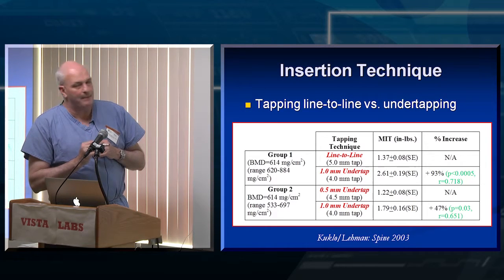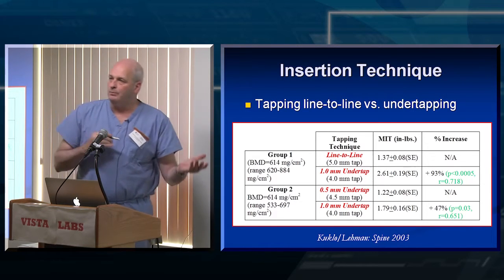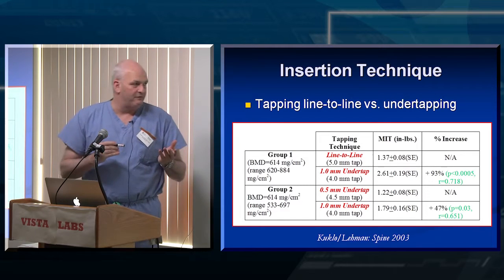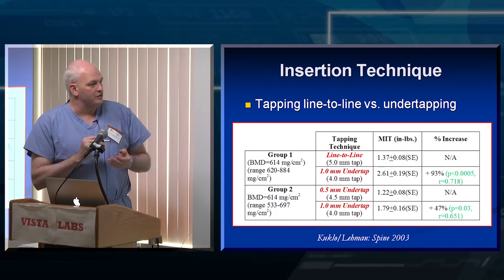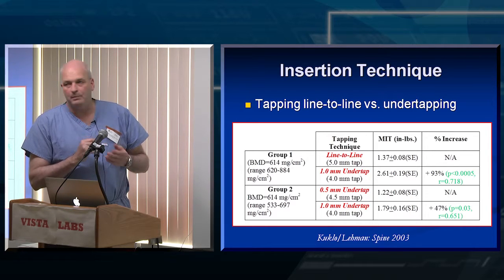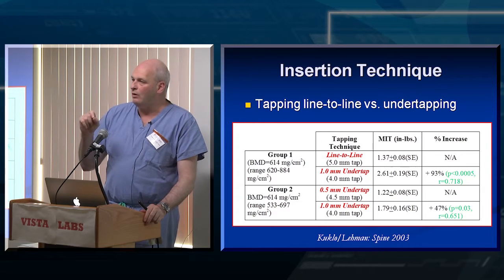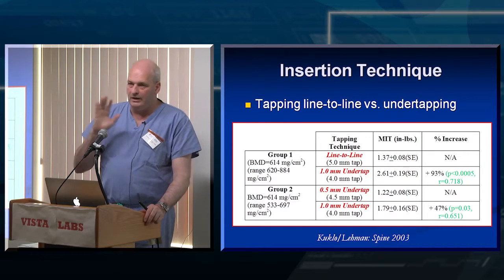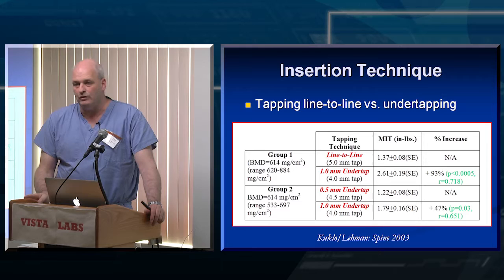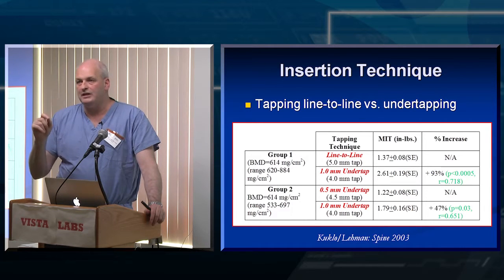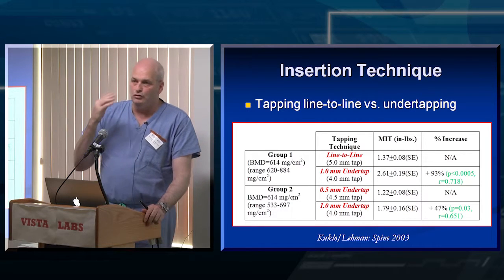And what happens if you tap line to line, and that means if you're going to put in a 5.5 screw, you tap the 5.5. If you under tap by 1 millimeter, you increase your insertional torque by 93%. So if you've got someone who doesn't have good bone quality, you do not want to tap it to the size of the screw you use. You can either under tap by at least 1 millimeter, or you can just insert the screw directly.